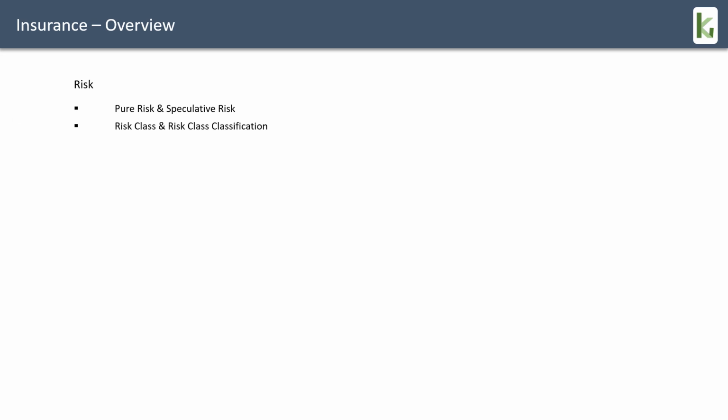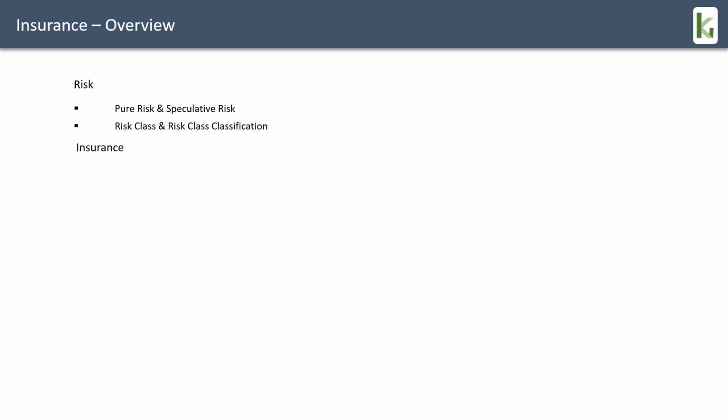Then there are risk classes and then the risk class classification. Risk class classification means that risks are classified into four categories, that is preferred risk class, standard risk class, substandard risk class and declined risk class.